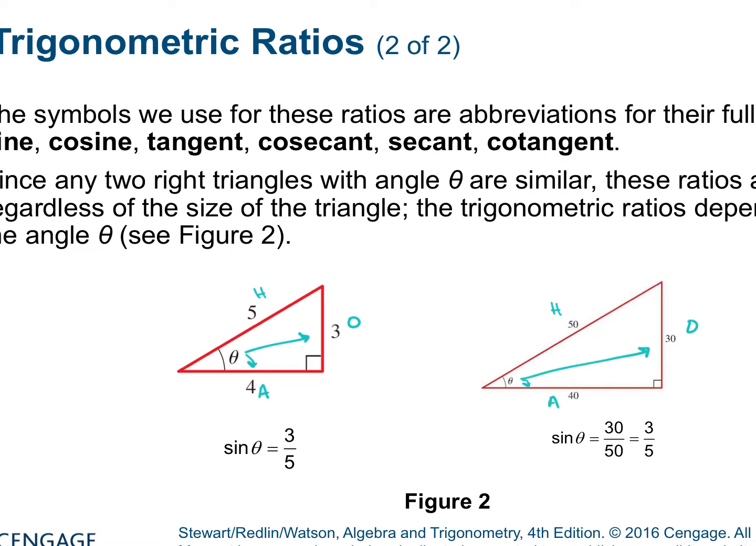So if you were to take the sine of that smaller triangle with those side lengths of 3, 4, and 5, your sine would be opposite over hypotenuse, which is just 3 over 5. Same thing with the larger triangle. Your opposite is 30, your hypotenuse is 50, so that's 30 over 50, which still simplifies to 3 over 5.